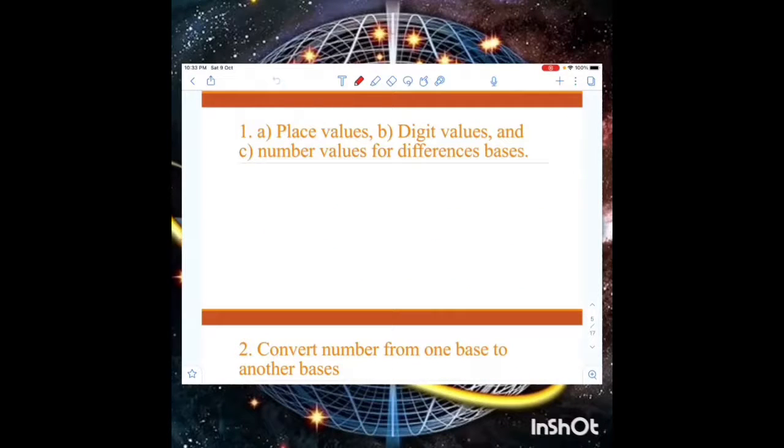I will show you a few examples so that you can do the questions about place value, digit value, and also how to find the number values for different bases. First of all, example 1. For example, I give you the number 341 base 5. You want to know what is the place value for each of the digits. We will have to look at the base. This number is a number of base 5.